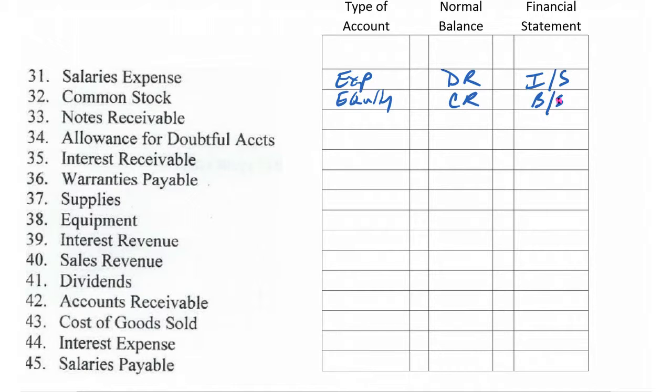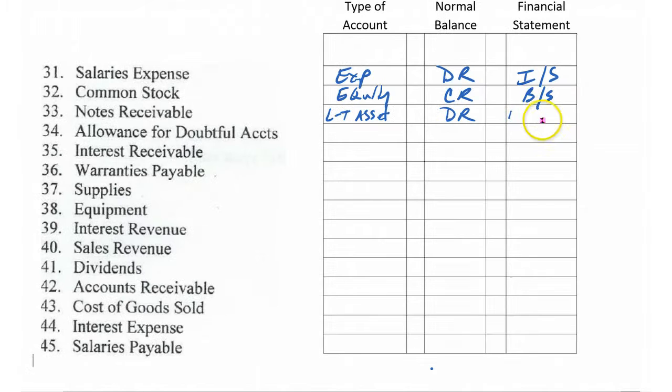Notes receivable is an asset. It could be a current asset if it's receivable due in less than a year. Since it's a notes receivable, it might be a long-term asset. Now, I don't know if you need to define them as current and long-term or just the asset, but we'll do it the most detailed, which is long-term asset. And again, all assets have debit balances. And it goes on the balance sheet.